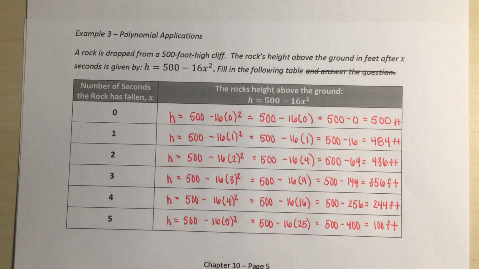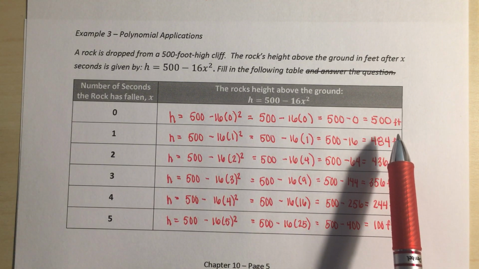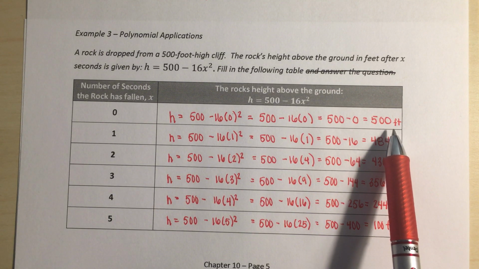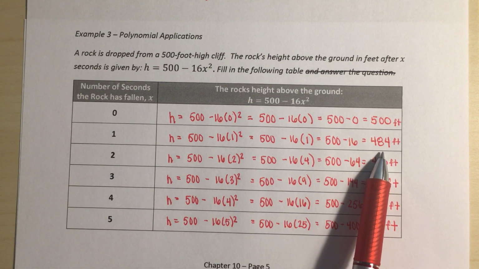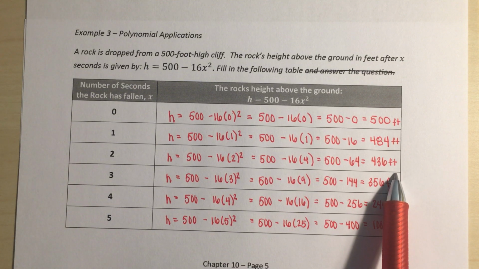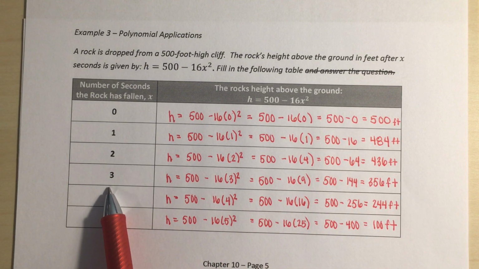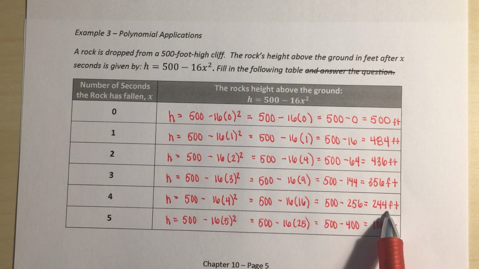Right. So thinking about this, what this table tells us is that after 0 seconds, the height of the rock is 500 feet. Right? So the rock's height is 500 feet. Right? After 1 second, the rock's height is 484 feet. After 2 seconds, the rock's height is 436 feet. After 3 seconds, the rock's height is 356 feet. After 4 seconds, 244 feet. And 5 seconds, 100 feet.